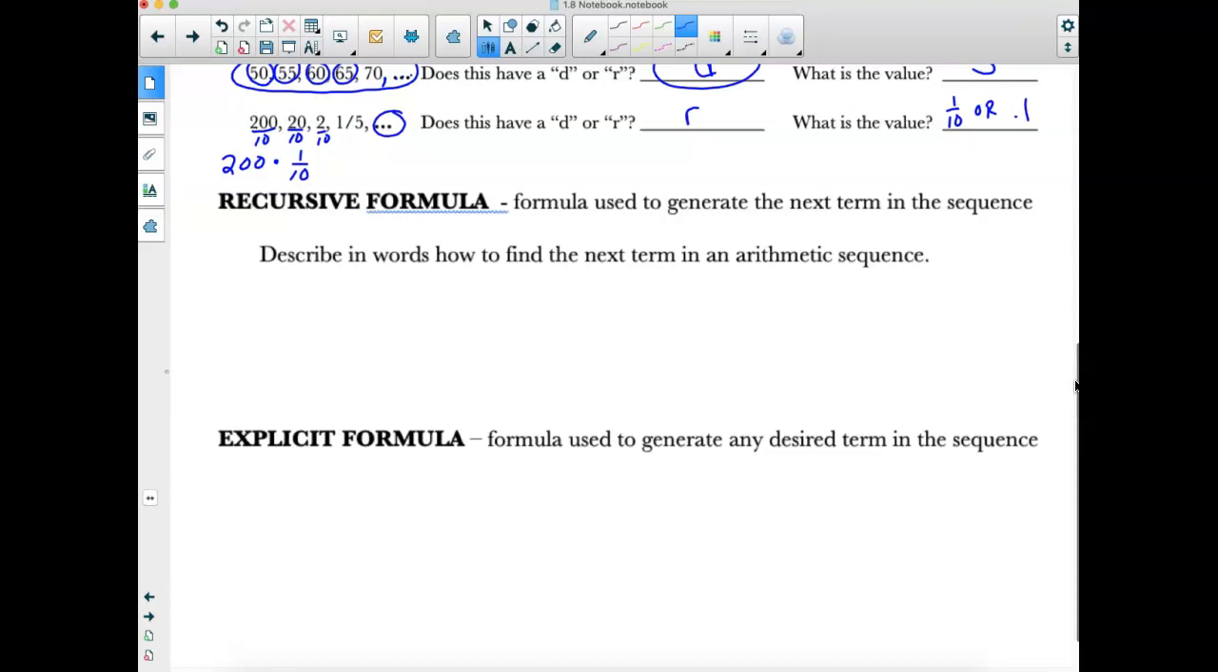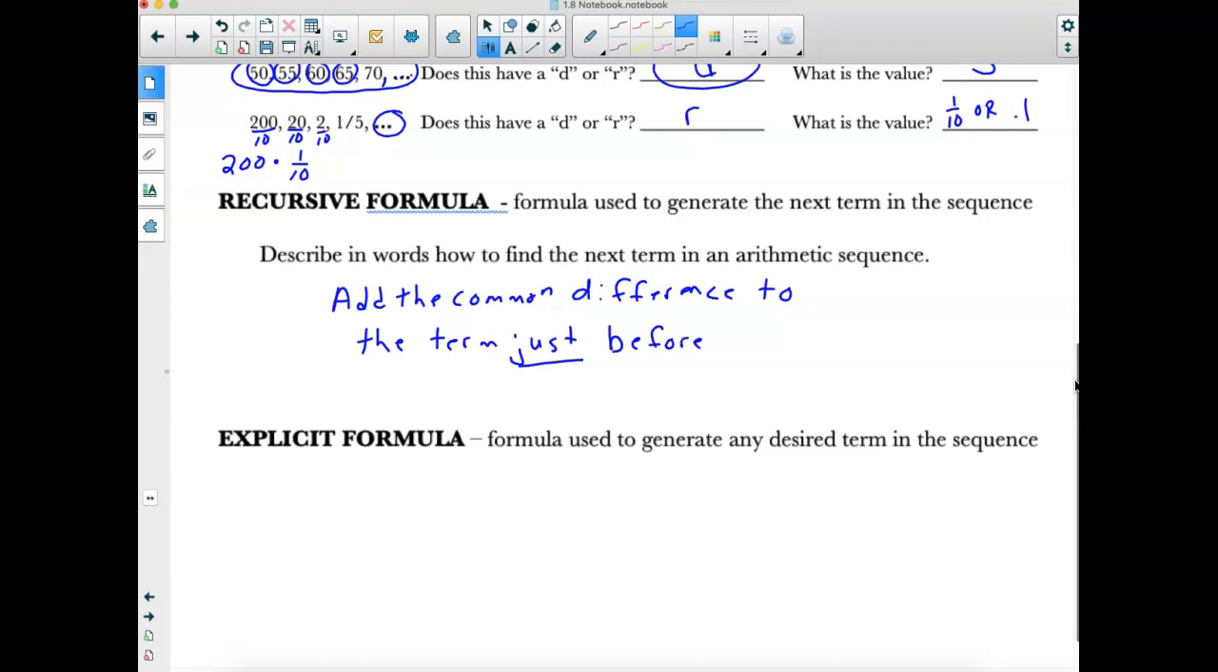Well, what you're going to do is add the common difference to the term just before it. And if you do that, you'll get the next term.